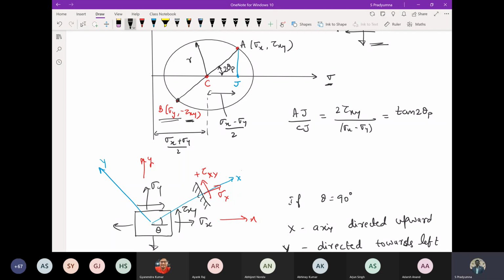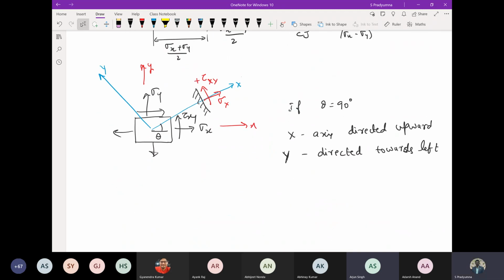That means the coordinates of point B can be obtained by rotating 90 degrees. So this also gives me sigma y and minus tau xy. Is this correct? Not clear. Kindly explain why tau xy is negative. Fine, I agree.